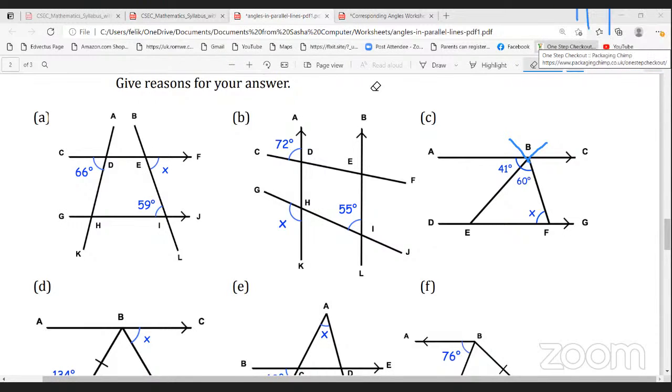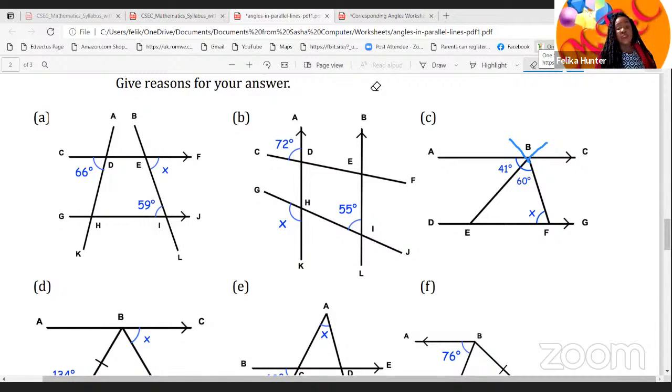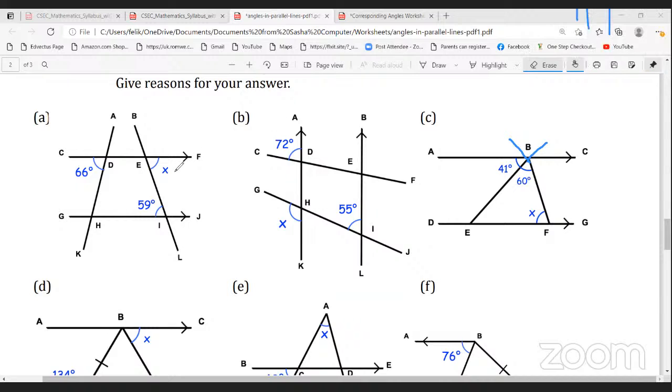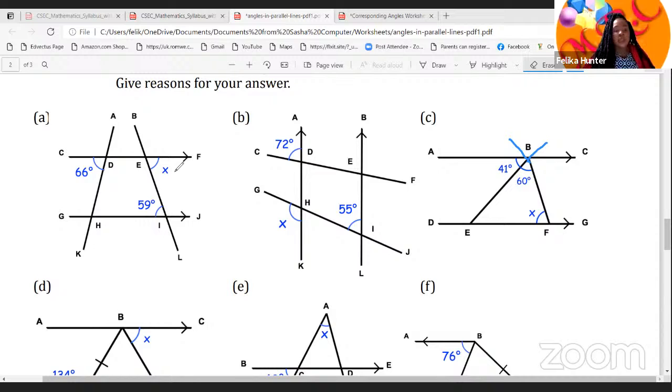Questions. It's 7 o'clock now, so you need to go get ready for school. However, I will put in the answers, but you need to have the reason for the answer. So for this one, E, X here is 59 degrees, but you must have the reason. How did this become what it becomes? All right.